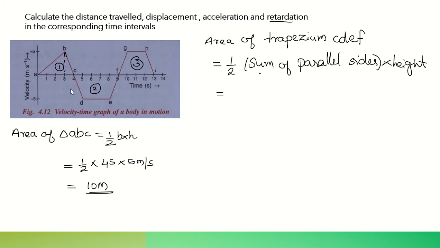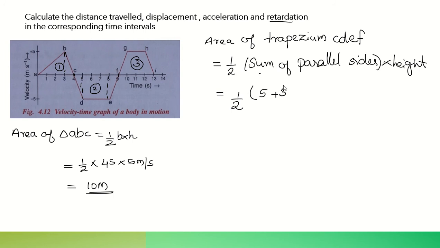Now we have to identify the parallel sides. So half is already there. Now let's see which are the parallel sides. CF and DE are the parallel sides. So what is CF? We have 9 here and 4 here, right? So that means CF is 5 seconds. Okay. So 5 plus the next parallel side is ED. How do you calculate the length of ED? 8 minus 5, right? That is 3.